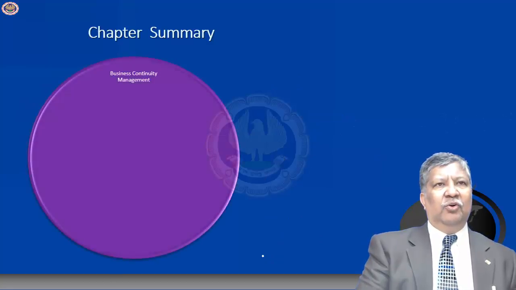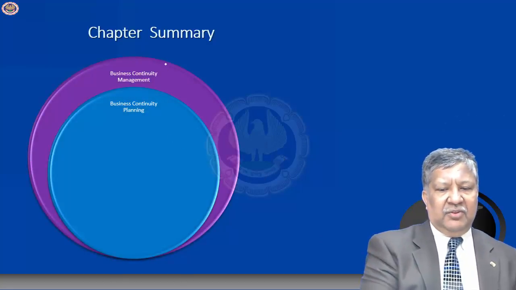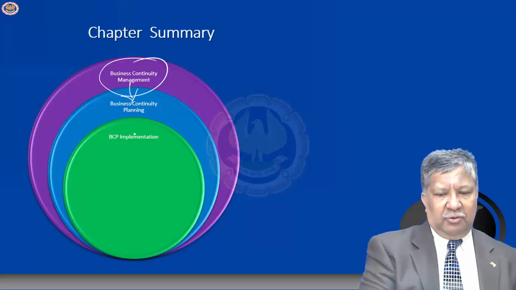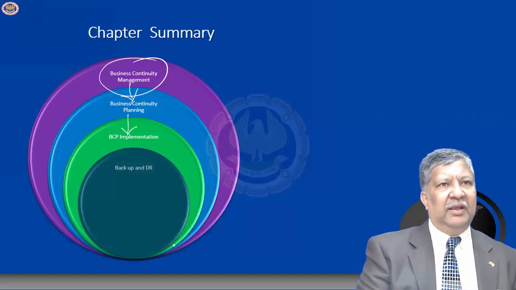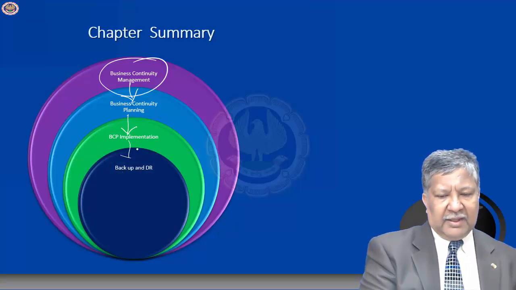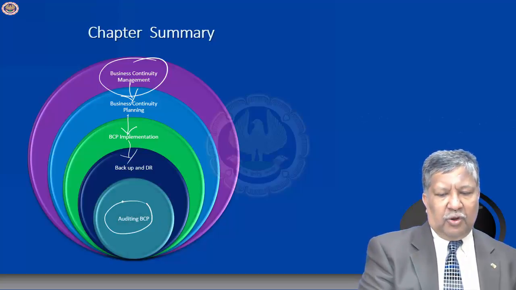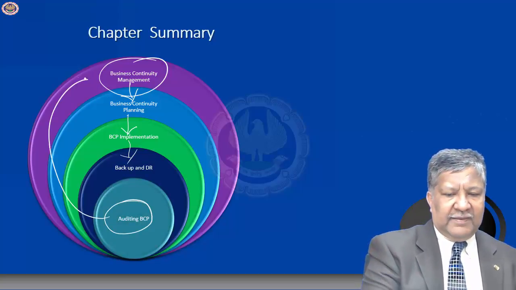Now let's complete an overview of what this chapter is all about. We have the business continuity plan, and for the business continuity plan, you need to do business continuity planning. You need to implement the business continuity plan as required, and you need to ensure there are backups and disaster recovery procedures which are formulated. You also need to know how to audit. Audit covers all these areas.